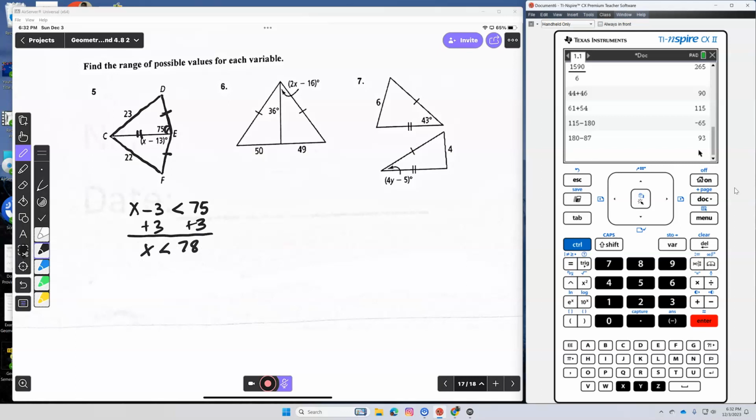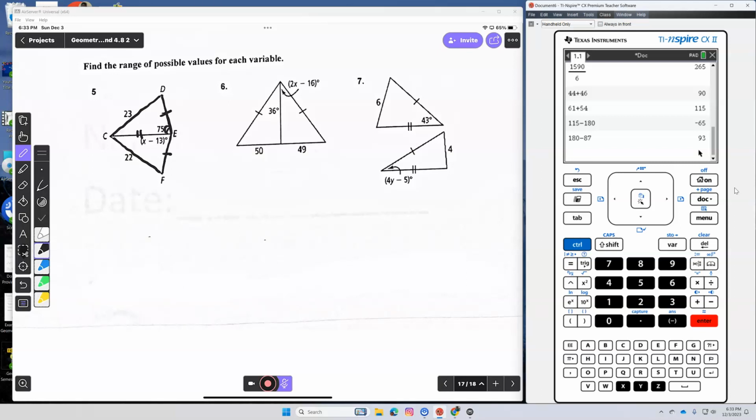So x would have to be less than 78. Now x minus 13 must be greater than 0, because we're not going to have an angle that is 0. So x is greater than 13. So what is the range? X would have to be less than 78, but larger than 13. So that would be the range.